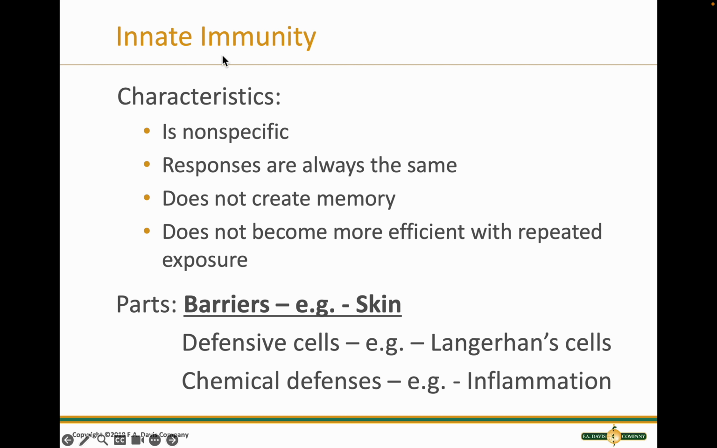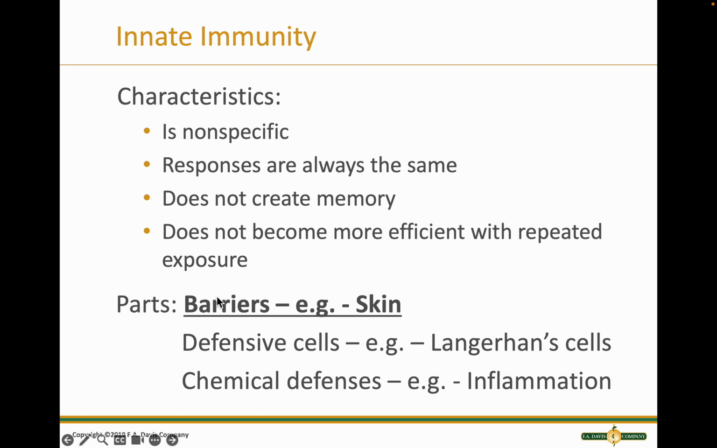So innate immunity is something that we can break down into innate and adaptive. Innate is something that's just there. It is non-specific. The responses are always the same. It doesn't create any kind of memory, and it does not become more efficient with repeated exposure. That's to contrast it with adaptive immunity, where there is memory and all this other stuff, and it does become more efficient.